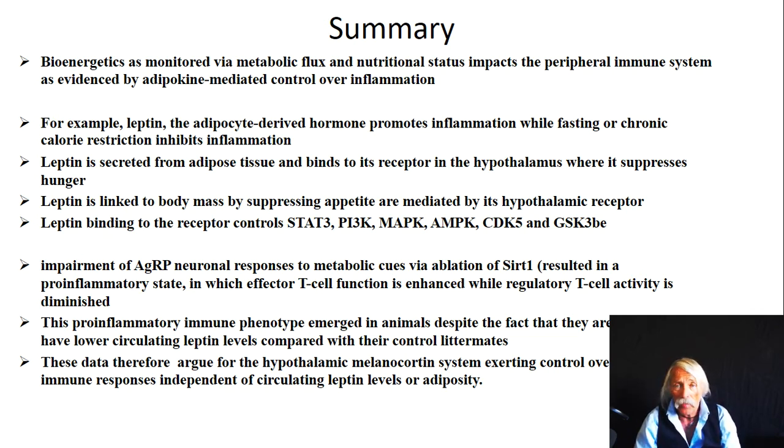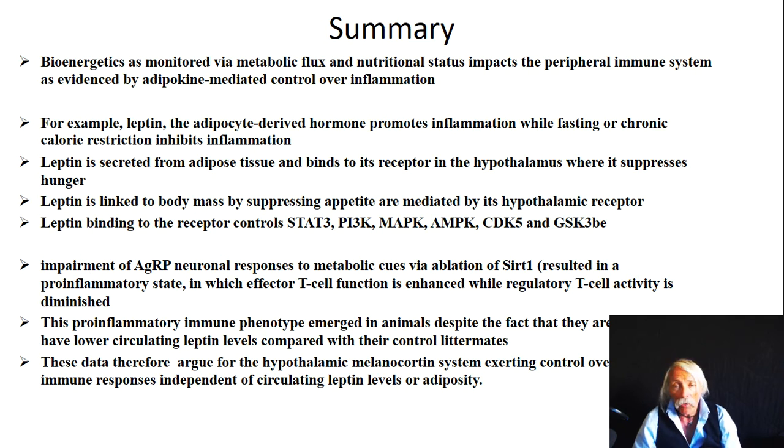And indeed it is. Leptin is secreted from the adipose, and it binds to its receptor in the hypothalamus, as we saw in those previous slides, where it suppresses hunger. That's what it normally does, okay? That's why it's an anorexigenic hormone. Leptin is linked to body mass by suppressing appetite, and it's mediated by the hypothalamic receptor. It has its own hypothalamic receptor just for leptin. Leptin binding to its receptor controls all of those kinases, right?